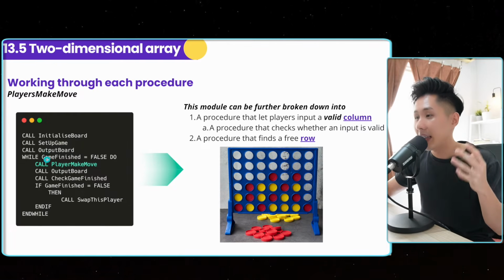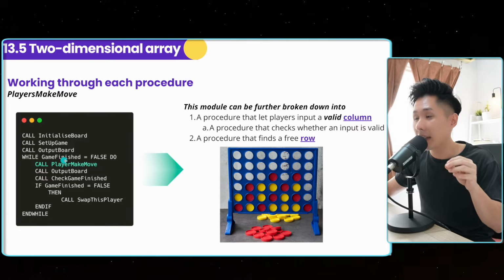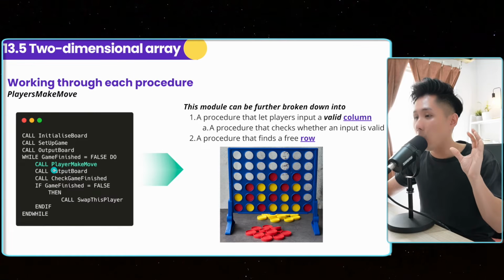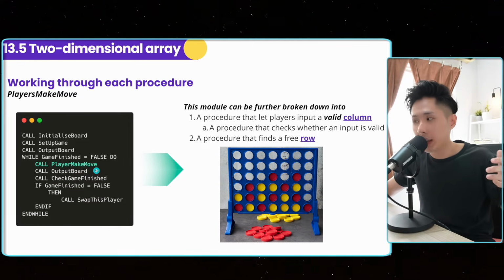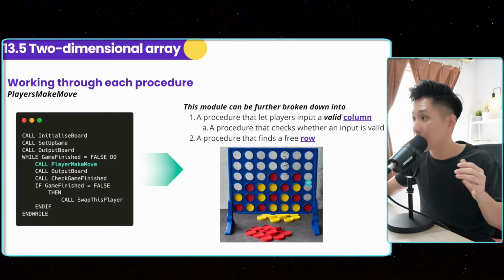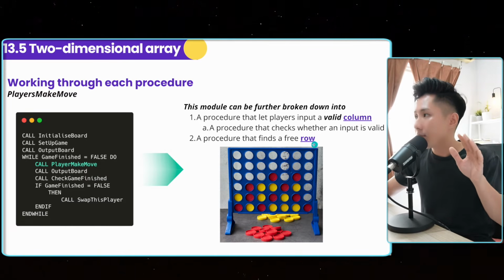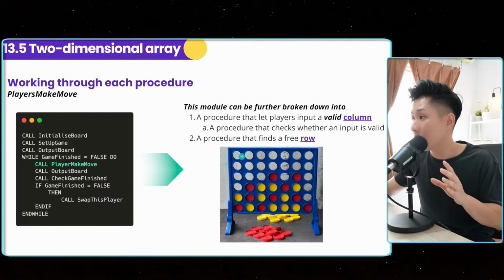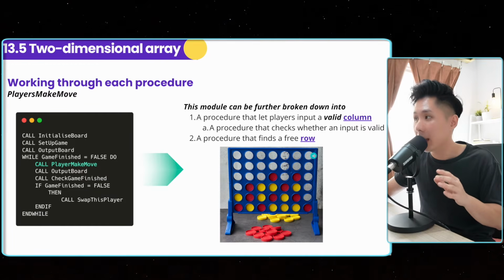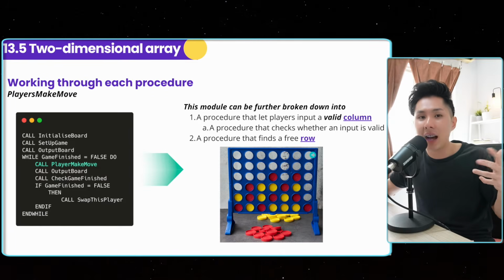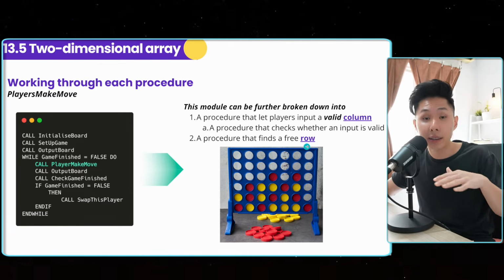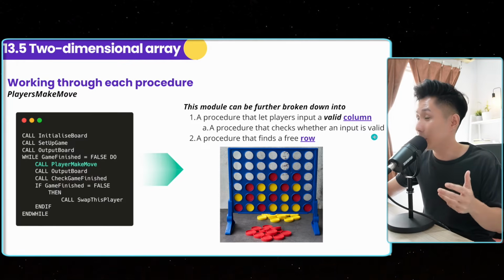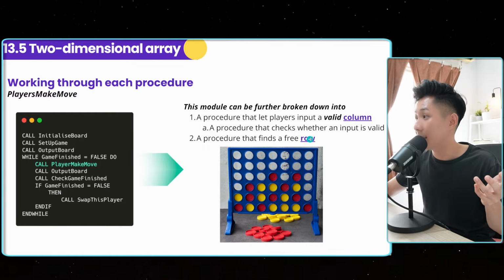Now, that's when the game starts. While game finish equals false, I'm going to operate these steps. And for the player make move module, meaning the player selects which row and which column to put, there are a few sub-steps. We need a procedure that lets players input a valid column, meaning the column has to be 1, 2, 3, 4, 5, 6, 7. And if the user enters, let's say, -2 or 100, we're going to ask them to enter again because it's not valid. So a sub-step within this is that we need to check whether the input is valid, which is what I just talked about, and a procedure that finds a free row.